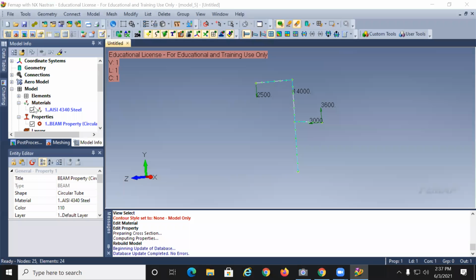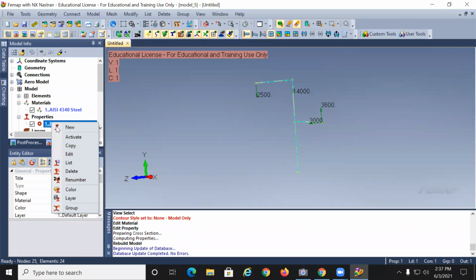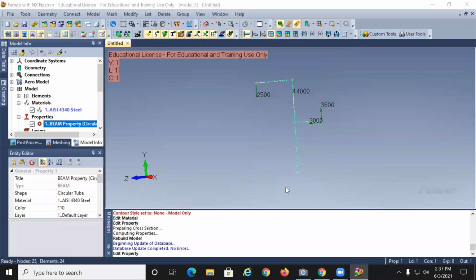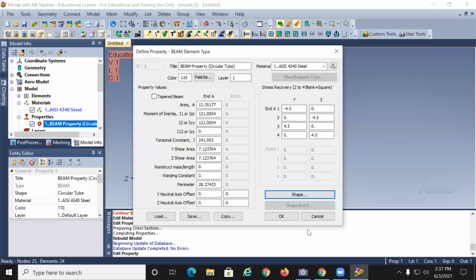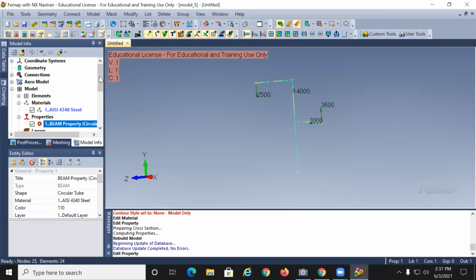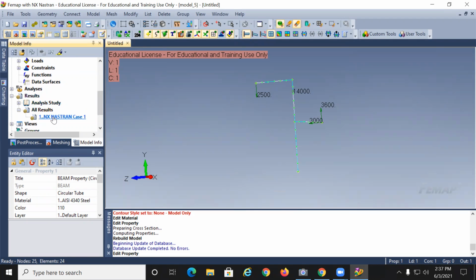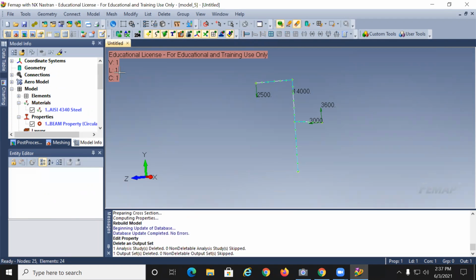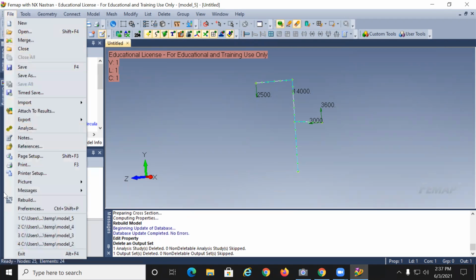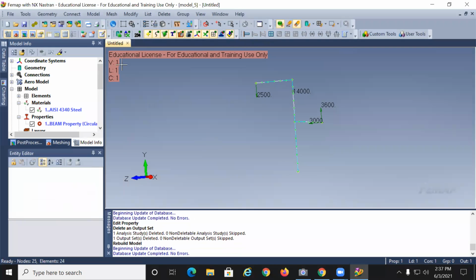Okay, guys, I just went back into the properties. We had a mistake here. We put 9 inches for the radius, but actually it's 4.5. We used the diameter. So I'm going to delete these results over here. File, rebuild, yes, and we're going to rerun it.